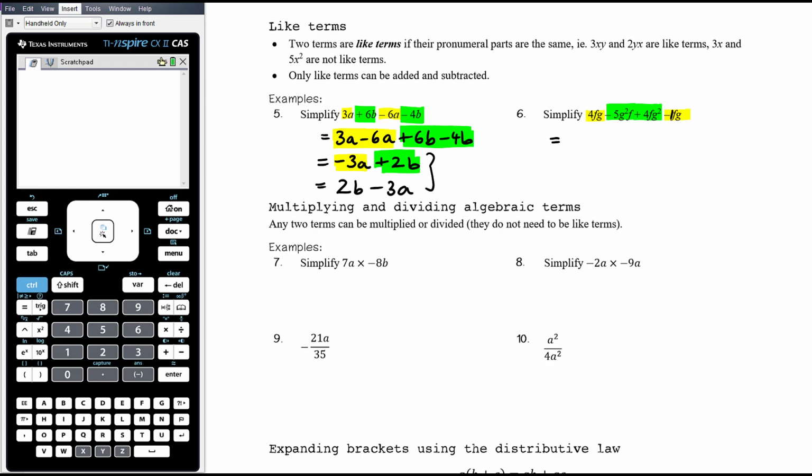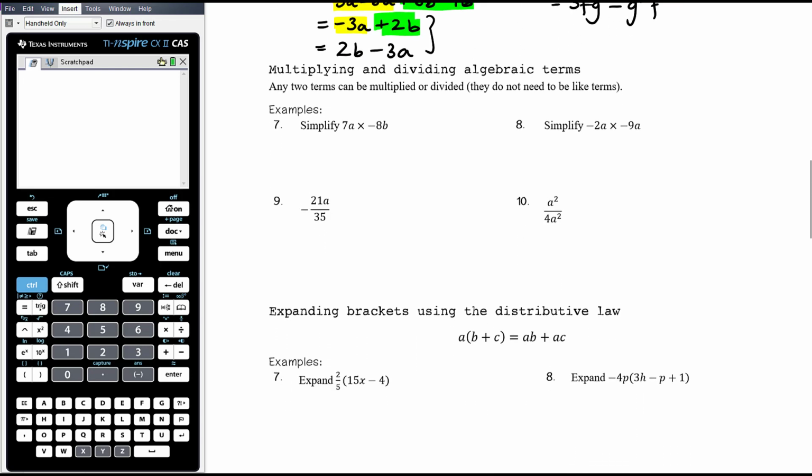So the yellow terms, 4 lots of fg minus 1 lot of fg leaves us with 3 lots of fg. And the green terms, negative 5 lots of g squared f plus 4 lots of essentially g squared f leaves me with negative 1 lot of g squared f. So I wouldn't write the 1, okay, I just write negative g squared f.